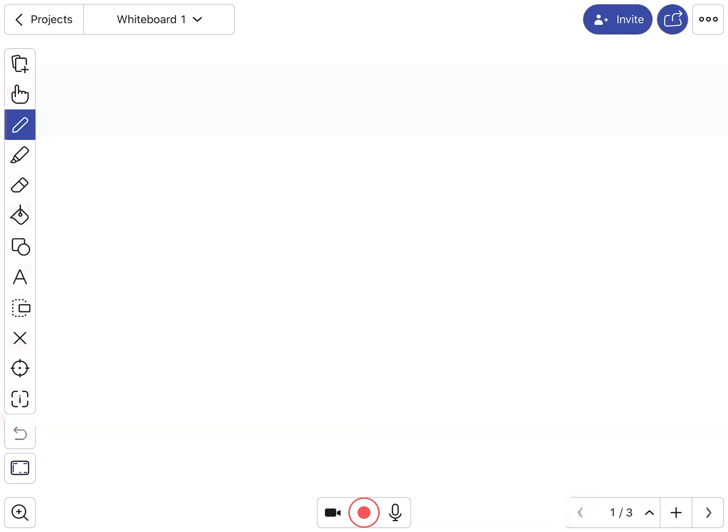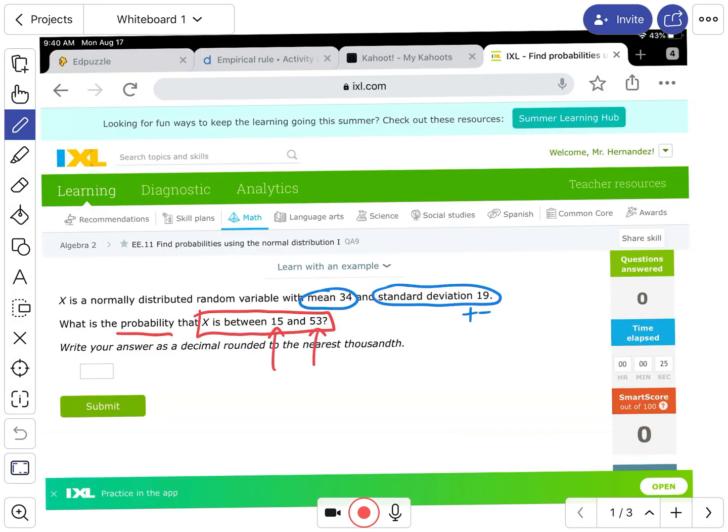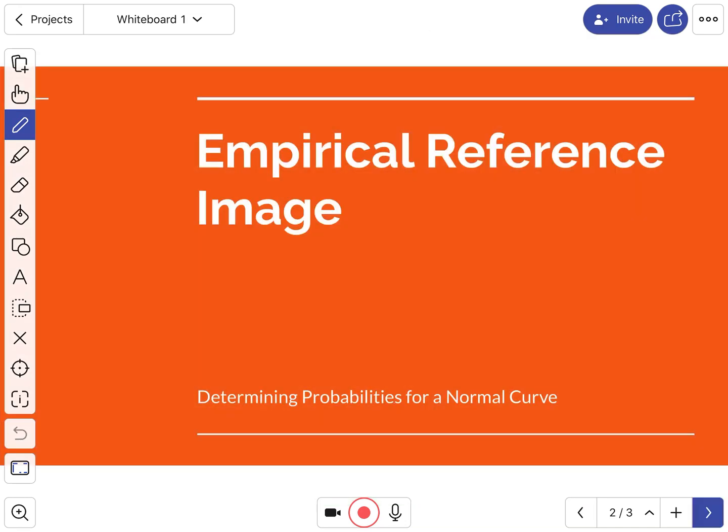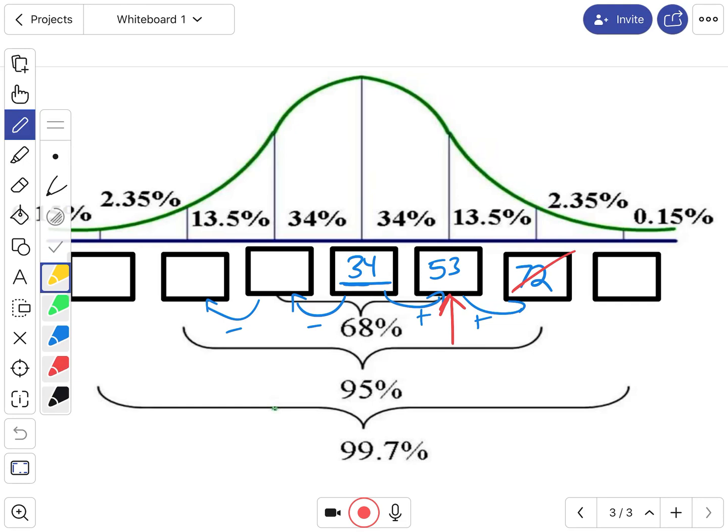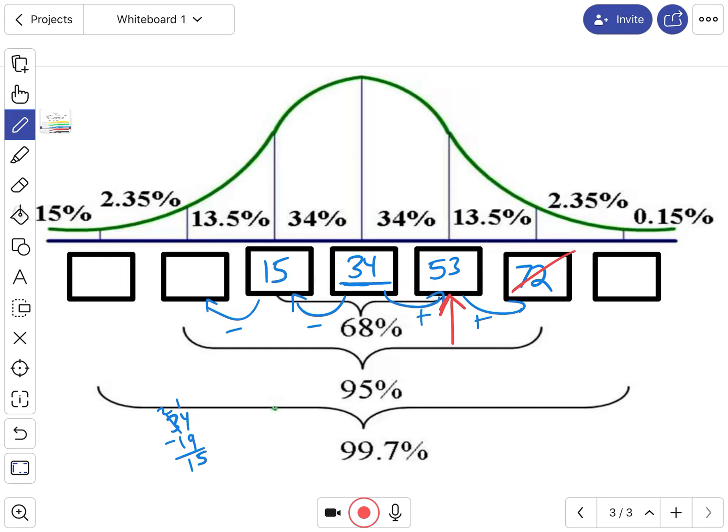We're going to basically look at these two numbers and basically on the normal curve distribution, find out what the percentages would be to add up to that. Okay, so let's go backwards then from the mean. So 34 minus 19, let's see, so that's 15. Okay, so there's the 15, right? That's the other number. So now these are the two numbers.